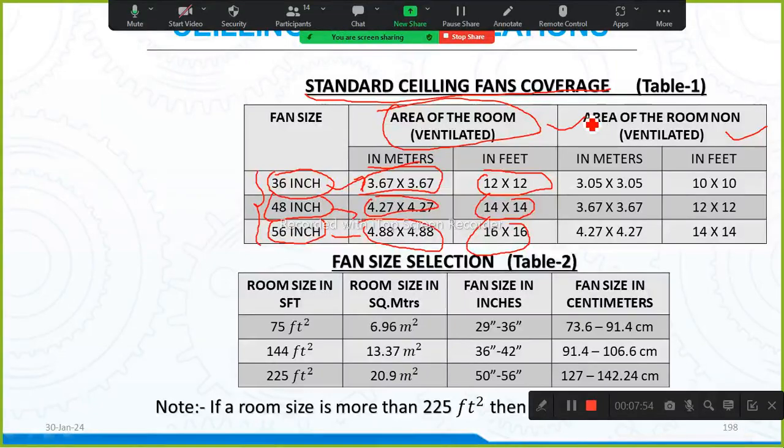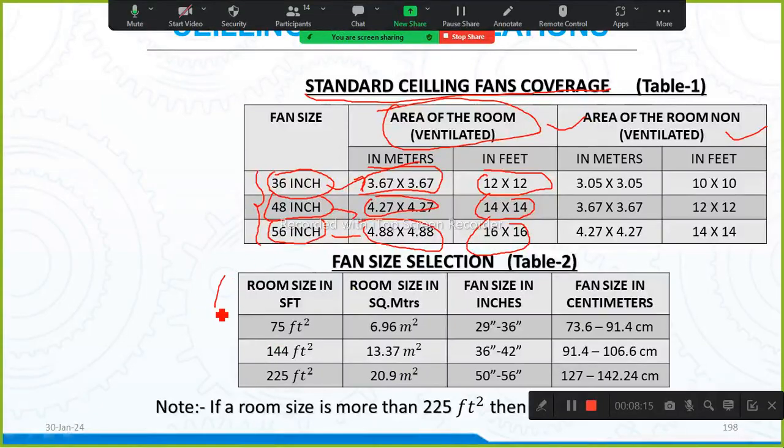Now, when you see the next table, what is the next table specifying? The next table specifies which kind of fan has to be selected for a room area. What is the first table telling? It is telling one fan's coverage area. The second table specifies, if you want to be more specific, which kind of fan has to be taken for that area. You can take this one, or else by default if you want a 36 inches or 48 inches fan, you can take it up.